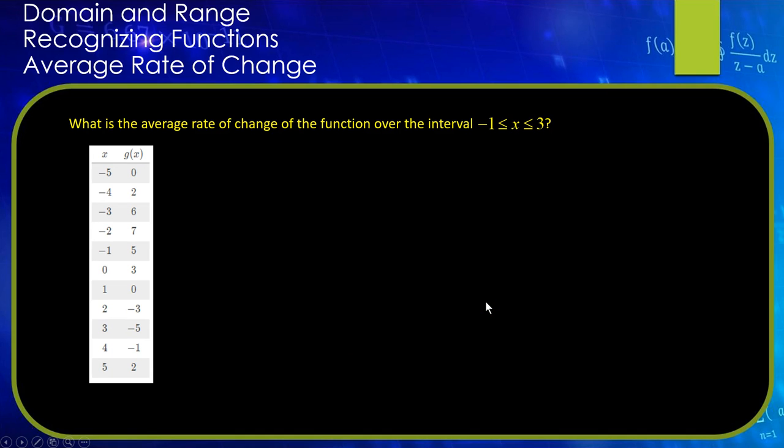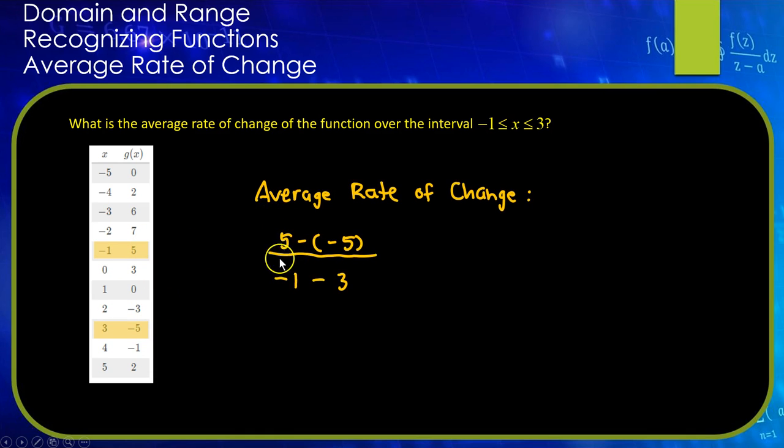What's the average rate of change over the interval negative 1 and 3 for this function here? So take a moment, figure that out, and then we'll go over it. So again, I'm looking for the x values of negative 1 and 3 and their corresponding y coordinates. So negative 1 is corresponding with 5, 3 corresponds with negative 5. So these would be my y coordinates being subtracted on top. So either 5 minus negative 5 or negative 5 minus 5.